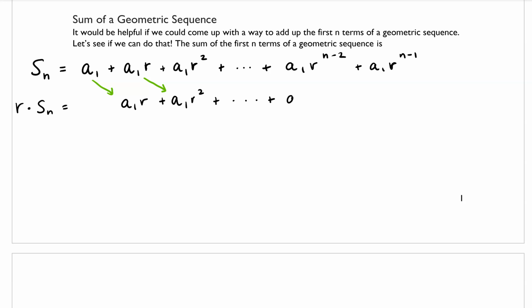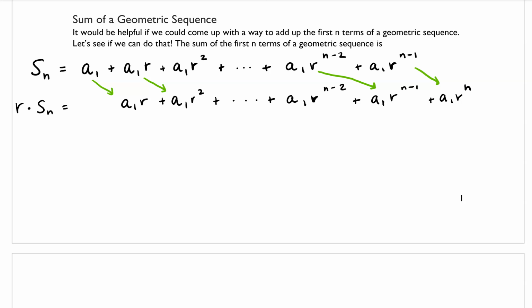And then this would be a sub 1 r to the n minus 1 power. Oops, sorry, that should be n minus 2. Plus a sub 1 times r to the n minus 1. So that's what we get if I multiply that term by r. And if I multiply this last term by r, then we would get a sub 1 times r to the power of n.